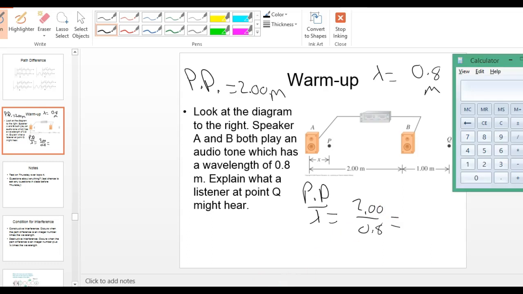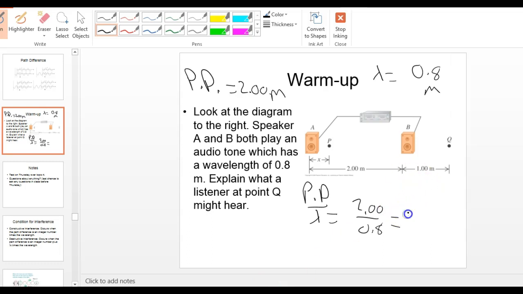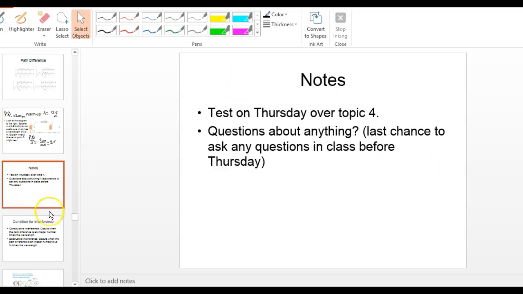And if you calculate that, 2 divided by 0.8 is 2.5. And so we can see very clearly that is not an integer. That is a half integer. It's in between 2 and 3. And so that implies we're going to have destructive interference at Q, and therefore the sound at Q would be quiet or faint.